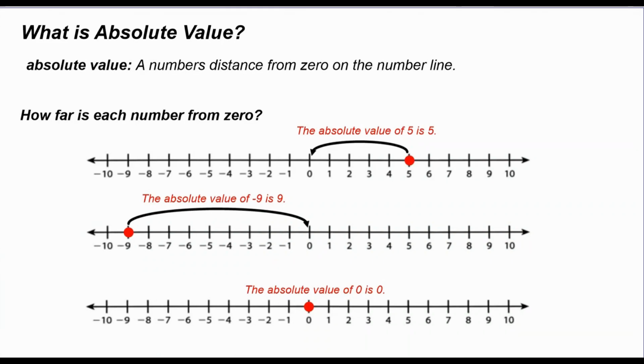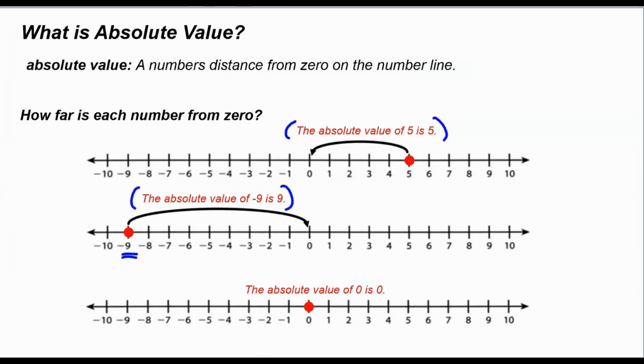So if we look at the examples I have on the screen, it asks how far is each number from zero? I have 5 graphed on the number line. How far away is 5 from zero? Well, 5 is 5 units from zero, or 5 spaces from zero. So we say that the absolute value of 5 is 5 because it's 5 units from zero. The next one, here's negative 9 on our number line. How far away from zero is negative 9? We wouldn't say it's negative 9 units away because, again, we're talking about distance. So we say that the absolute value of negative 9 is 9 because it's 9 units from zero.